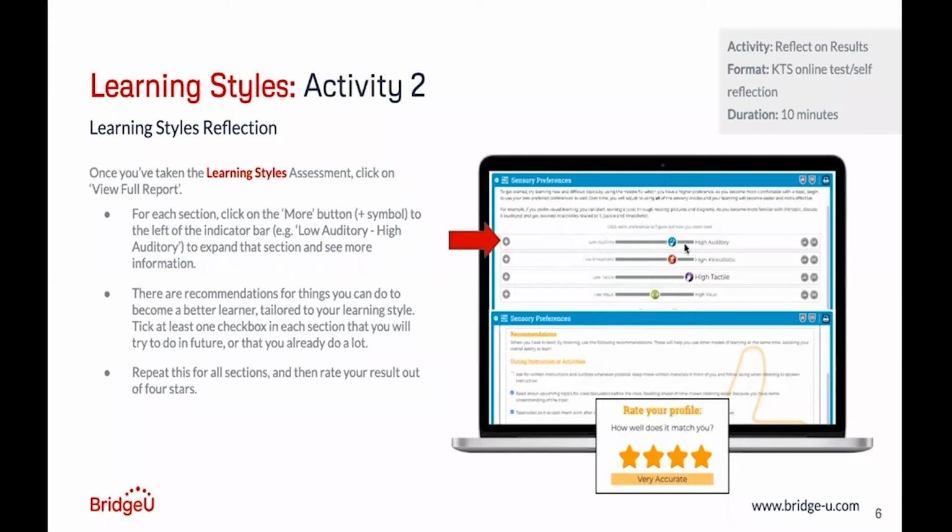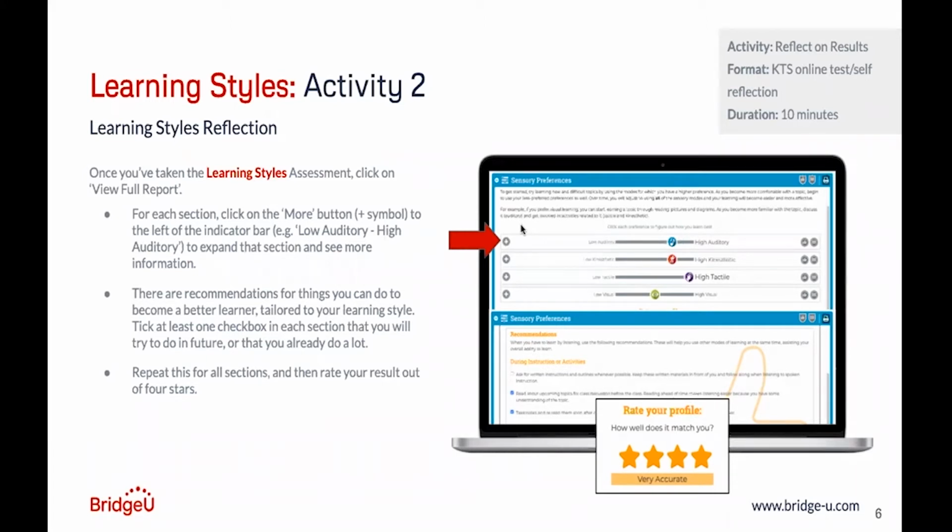Each scale represents a learning style category. You're going to sit somewhere along these scales. If you click on the plus sign, it will then expand that section to give you more information. This will include recommendations for things that you can do to become a better learner, tailored to your learning style.